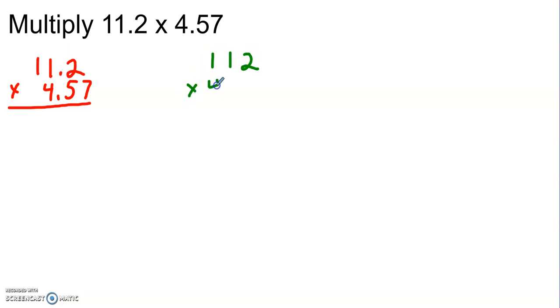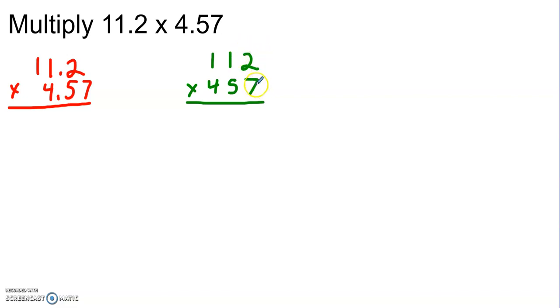Here we have 11 and 2/10 times 4 and 57 hundredths. So again, I'm going to write those numbers vertically. I'm going to write it with the decimals. Why? Because I like to know and see my stuff visually. Then I'm going to rewrite it without the decimals. And I'm going to then multiply. We're using just the whole numbers, not even looking at the decimals. I'll look at the decimals at the very end.